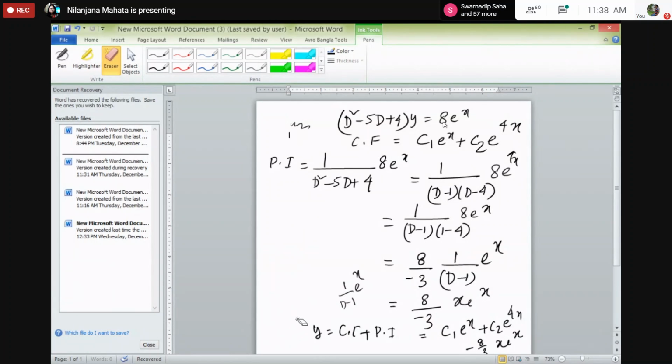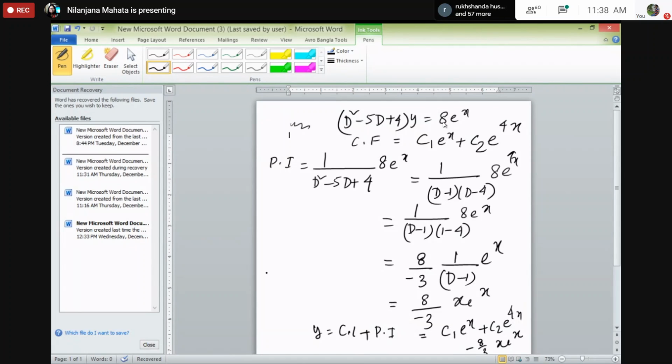And it may happen that your factor is repeated here, right? So you will have another term x squared by factorial 2 and x cubed. In fact, in the last class I did that integration. If you have a repeated form, how does this x squared by 2 come? I think I did this in the last class. Okay, so this is one form.